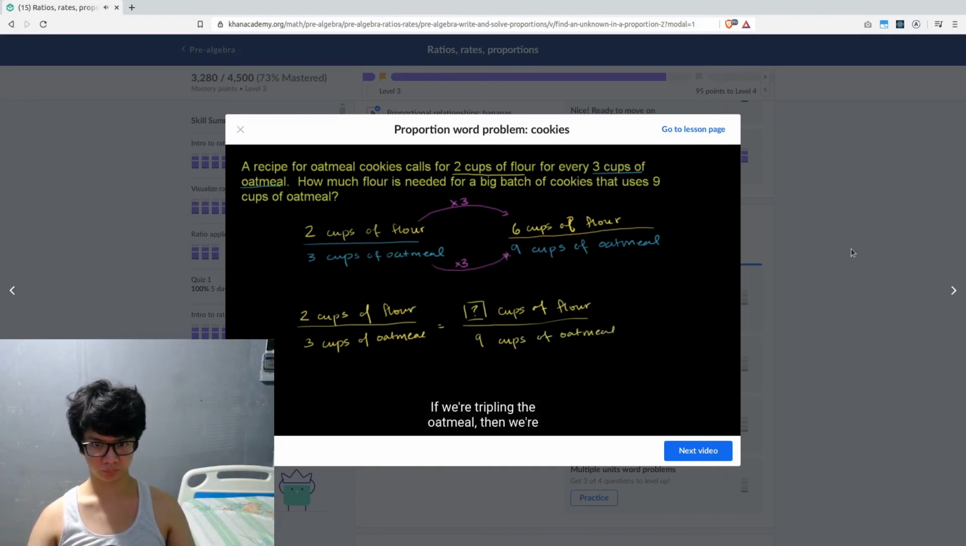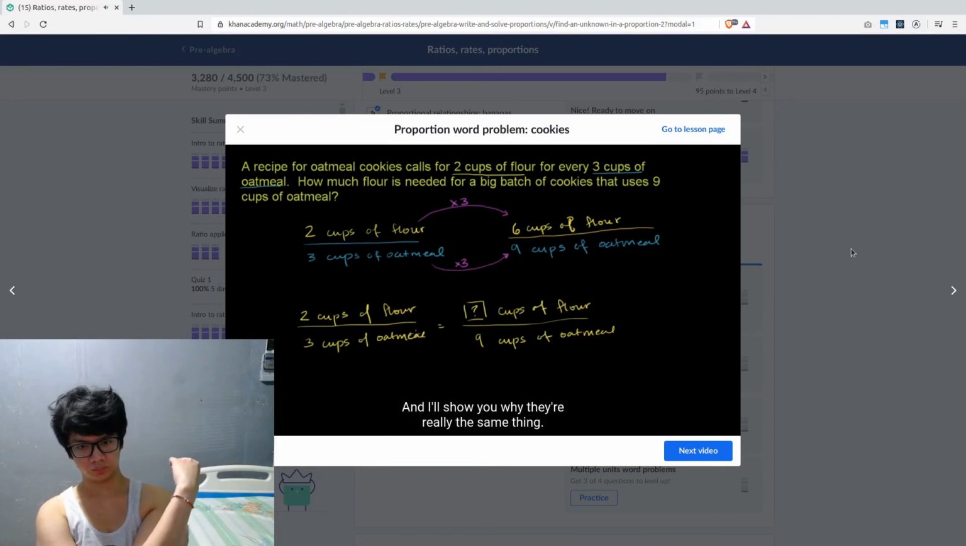If we're tripling the oatmeal, then we're going to have to triple the flour to make the recipe in the same proportion. Another way, once you set up an equation like this, is actually to do a little bit of algebra. Some people might call it cross-multiplying, but cross-multiplying is still using a little bit of algebra. And I'll show you why they're really the same thing.